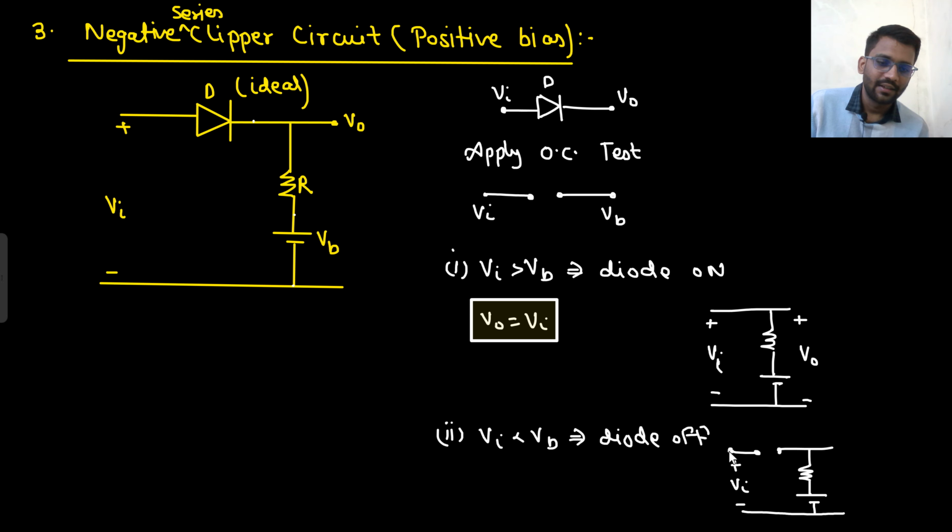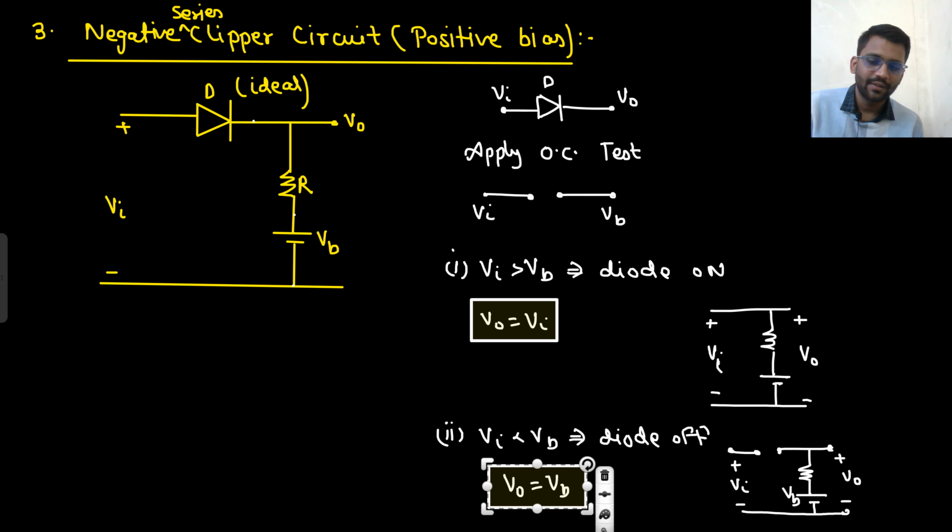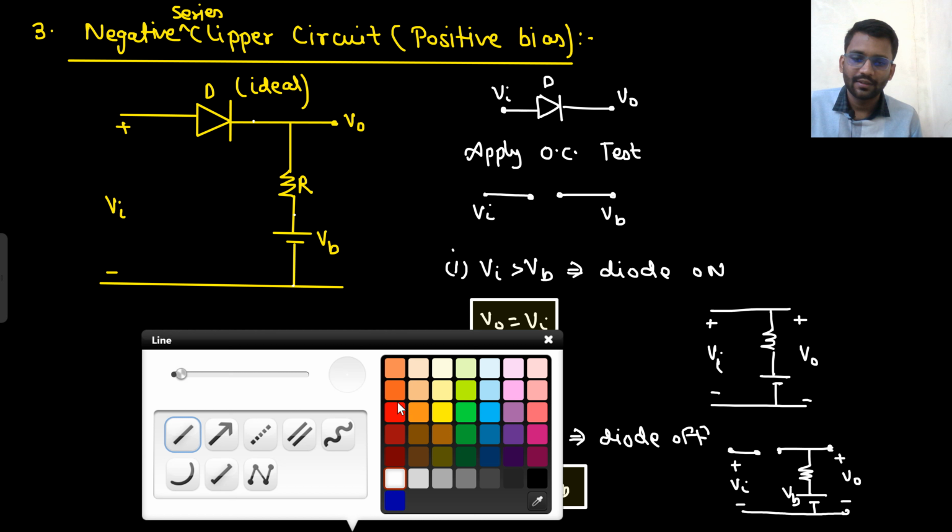This is V in and this is V naught. And this is VB. So the diode is off. That means the diode is open circuited. So if this point is 0, this point will be VB because there is no current through this resistor R, right? So V naught will be equal to VB. Are you getting my point? No current through this resistor R, so complete VB will go to V naught only, right?